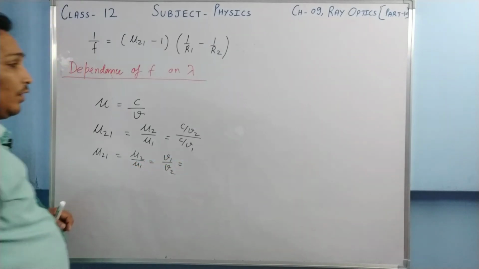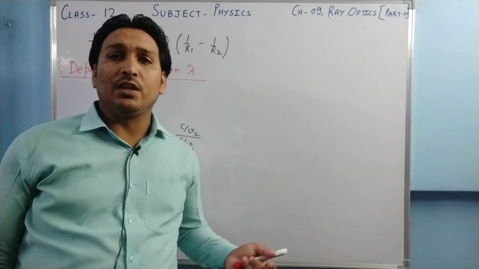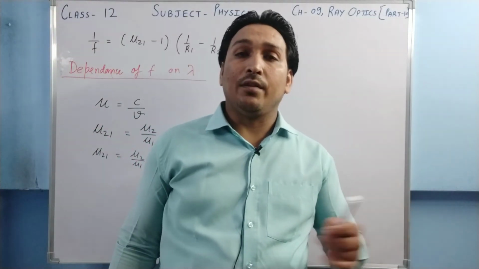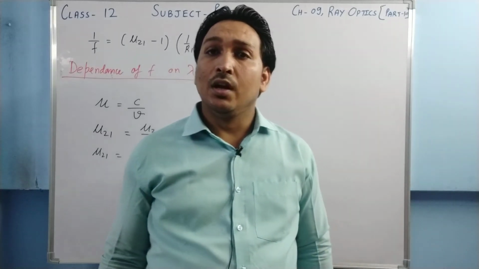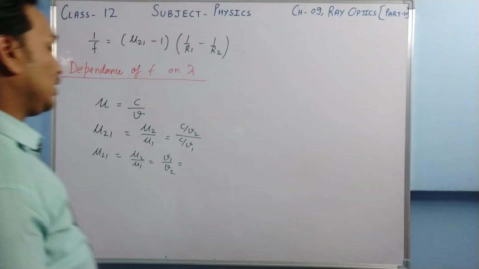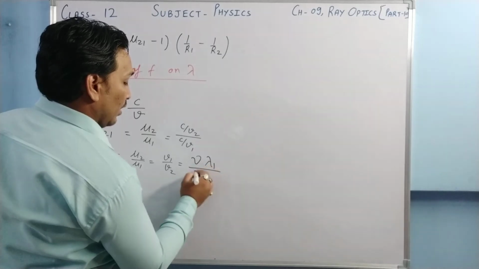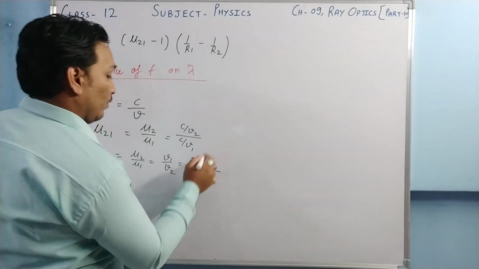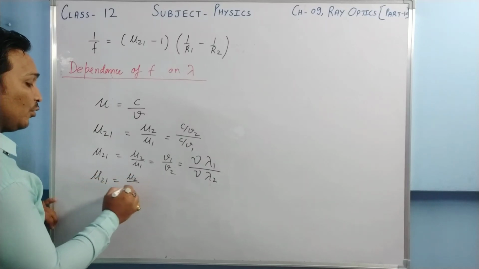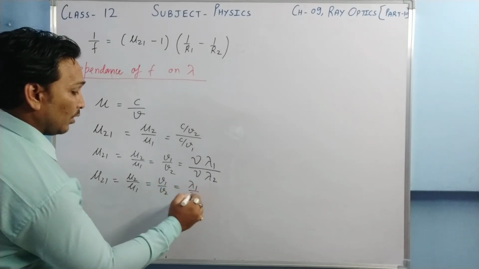Now we all know that when a ray or beam of light is moving from one medium to another medium, its frequency never changes. Frequency is a property of the source, and that's why during propagation, frequency never changes. Its speed changes, wavelength changes, but frequency remains constant. So basically velocity can be written as frequency into wavelength, and here also frequency into wavelength. So frequency will cancel out, and the whole equation is written as mu2 upon mu1 is equal to v1 upon v2 is equal to lambda 1 upon lambda 2.